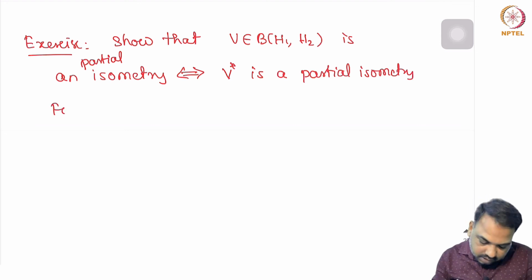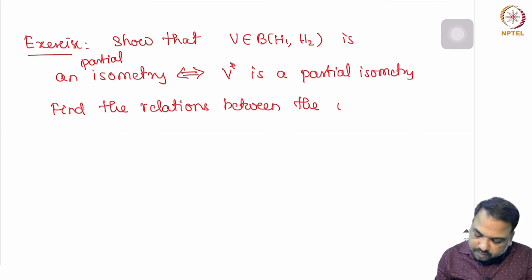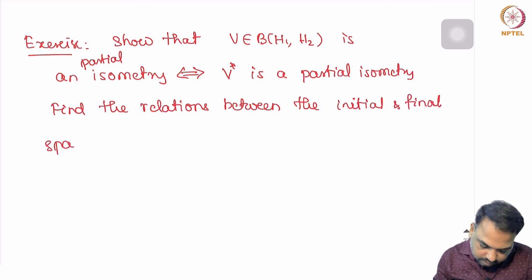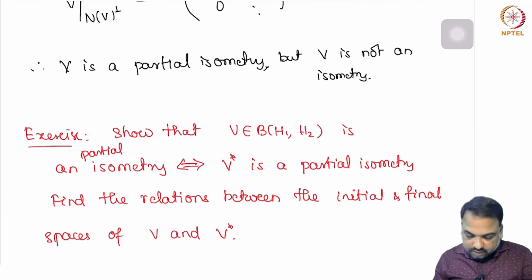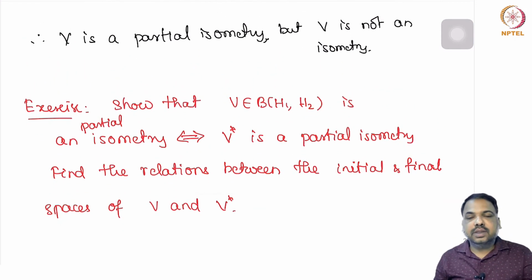So find the relation between the initial and final spaces of V and V star. Okay, so we are going to use this concept of partial isometry at a later stage to analyze an operator in a better way. So that we'll be looking at at a later stage.